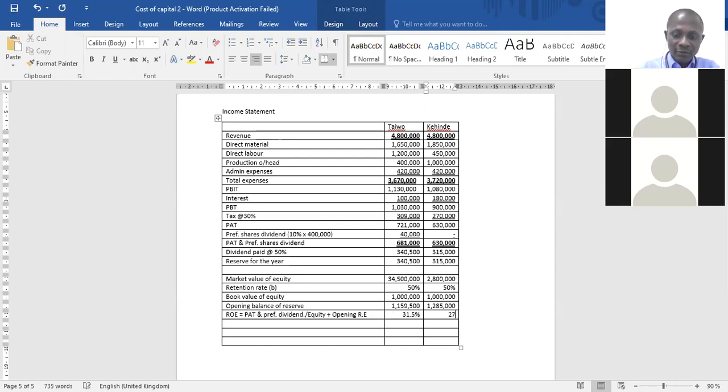27.6%. Okay, that is our return on equity. So you can see that now.